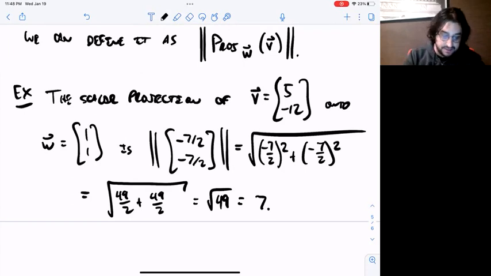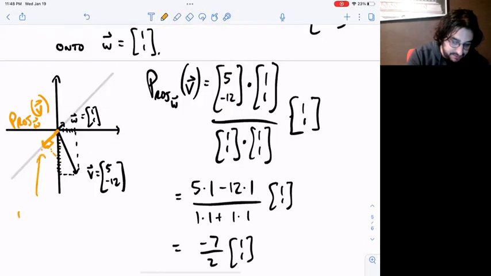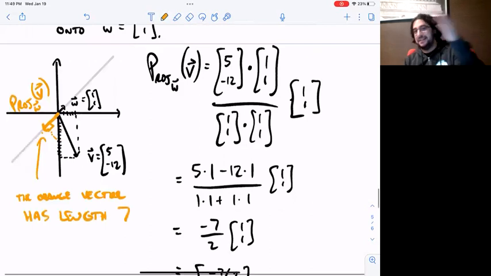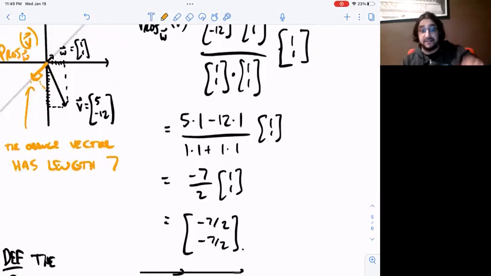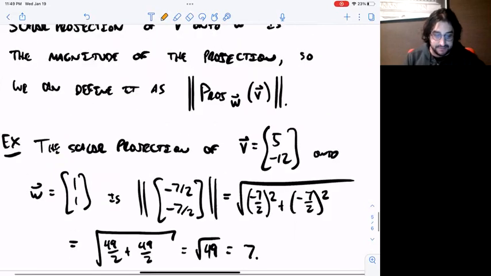The way to interpret that is that the orange vector has length 7, right? That's how to interpret the scalar projection. I'm just saying how long it is, versus the projection itself, which had direction and magnitude. It was an actual vector, with x and y components. So there we go. That's an example of a scalar projection.